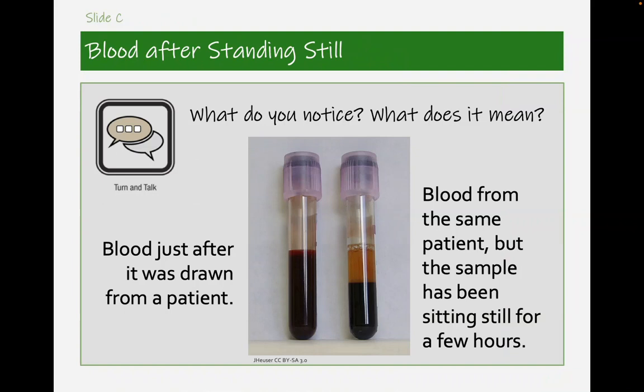When we take blood samples from people, perhaps you've had to go to the doctor and they took a blood sample, they put them in these little vials. On this side, it says blood just after it was drawn from a patient. So here's the vial of blood after they just took it out of somebody. And on the right-hand side it says this one's been sitting for a couple hours. And we actually see two parts here. You've got a part that's kind of light and a part that's kind of dark. What that tells us is blood is not just one thing. If you let it sit for a while, it separates out into two things.